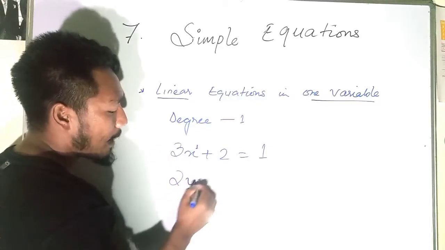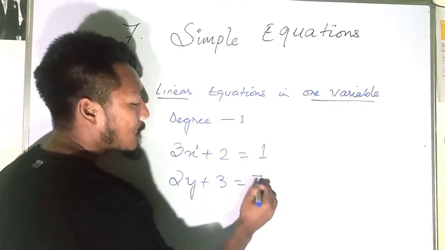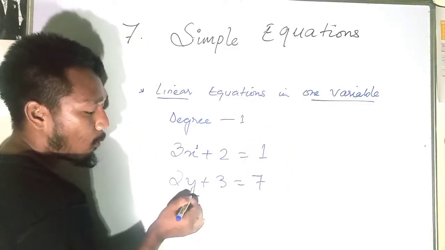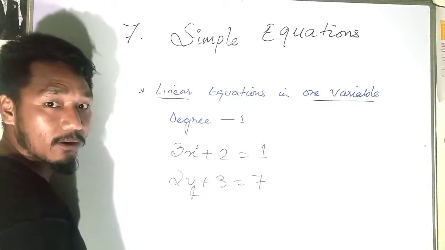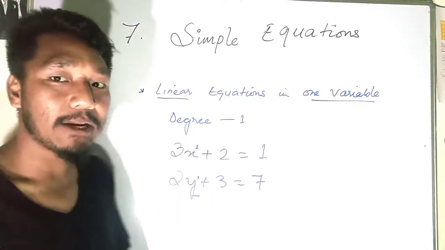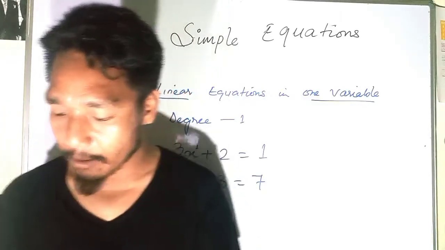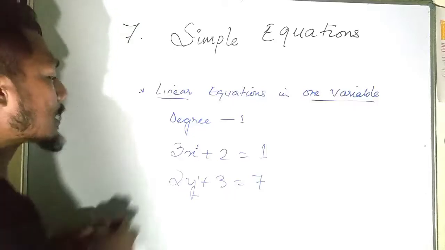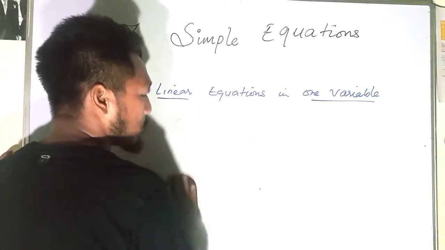Or 2y plus 3 is equal to 7 is also a linear equation in one variable, because we have only one unknown value, and its power is also 1. This is what we call a simple equation. Next we'll be discussing the solutions of the equation.